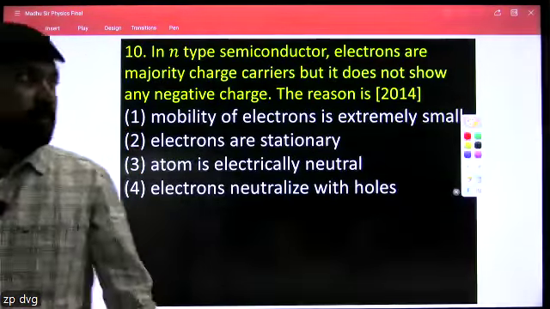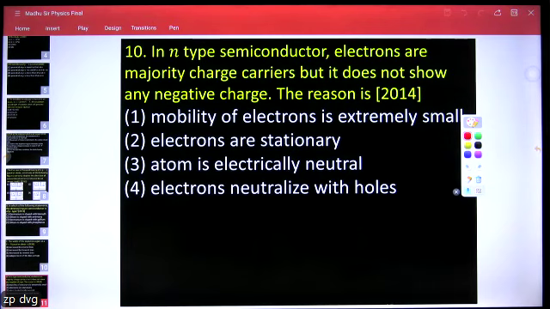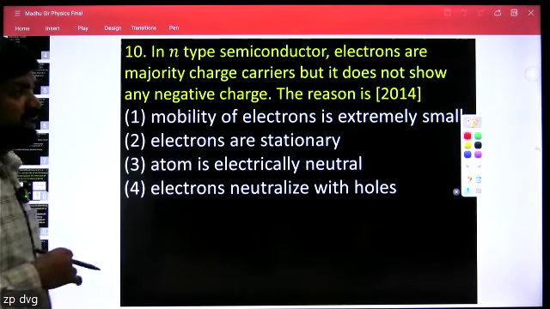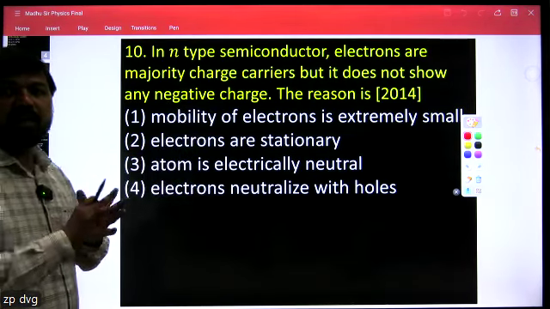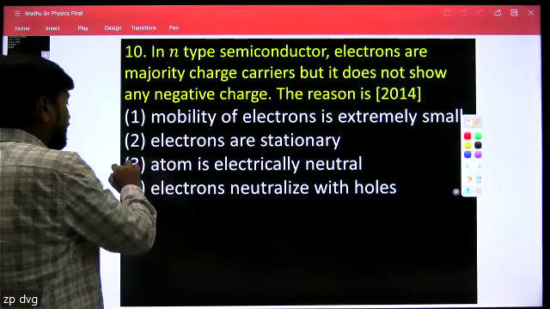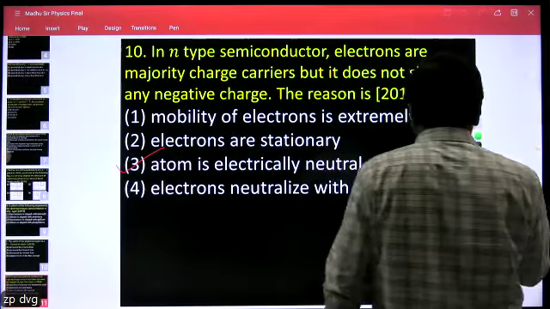In N-type semiconductor, electrons are majority charge carriers, but it does not show any negative charge. The reason is already explained. P-type semiconductor and N-type semiconductors are electrically neutral. Why andre atoms are what? Electrically neutral. Option 3 is right. Next one.